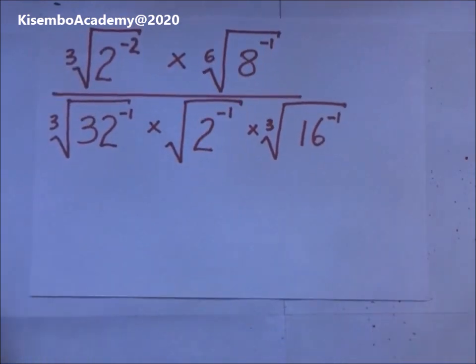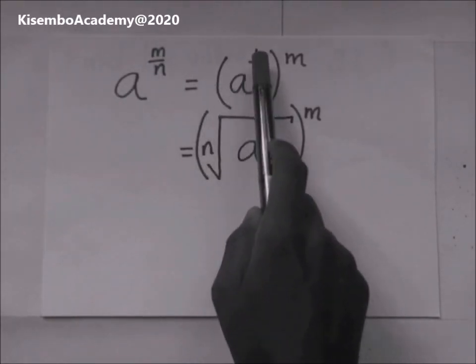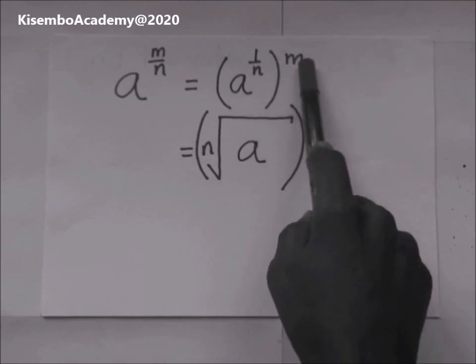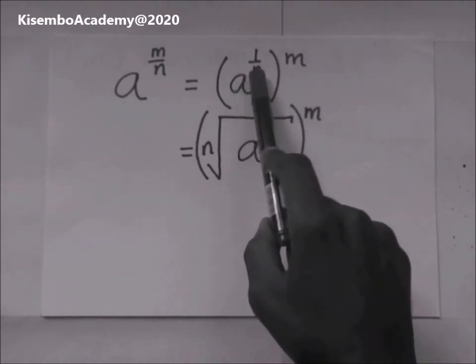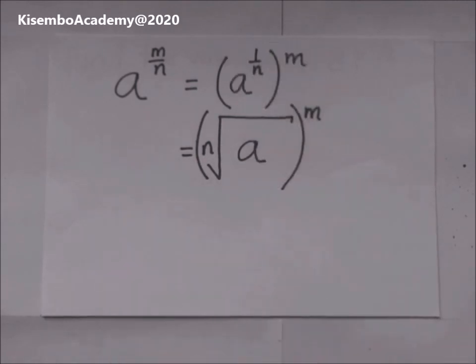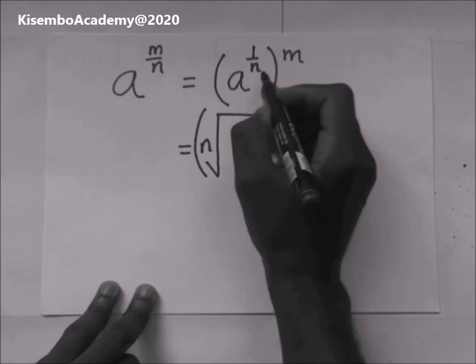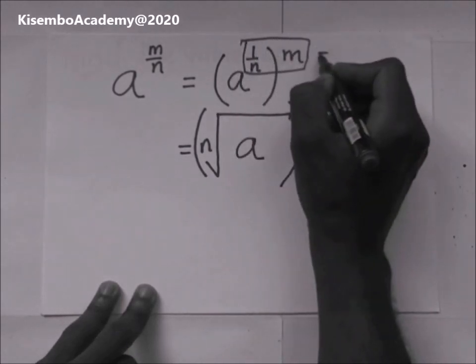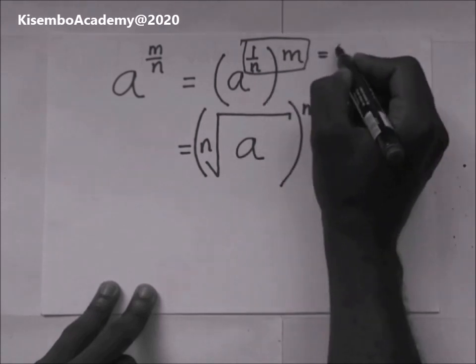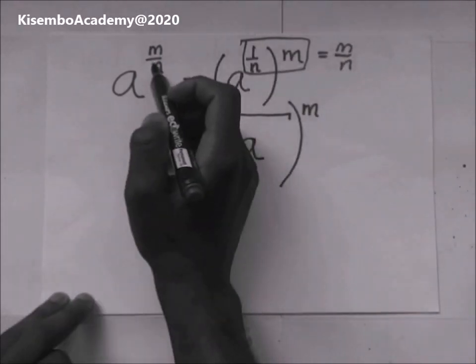Please take note of what we did in our previous video. A to the power m over n is the same as a to the power 1 over n times m. And this is the same as the nth root of a, all to the power m. In other words, if you look at this, 1 over n times m is actually m over n, which brings us back to this.